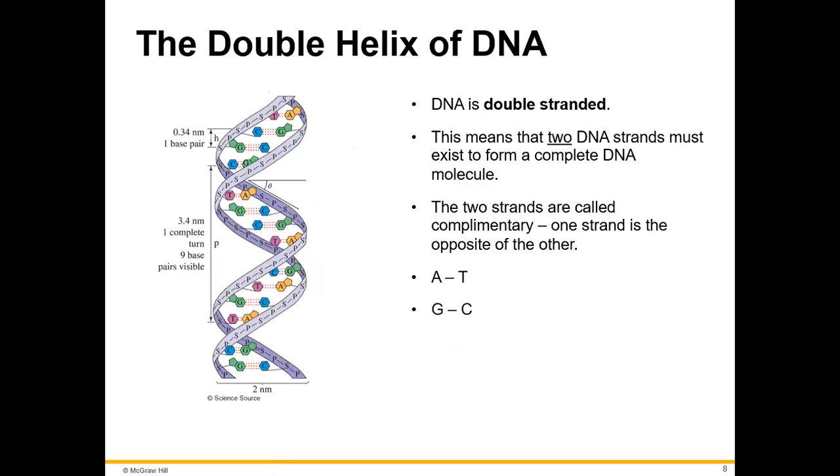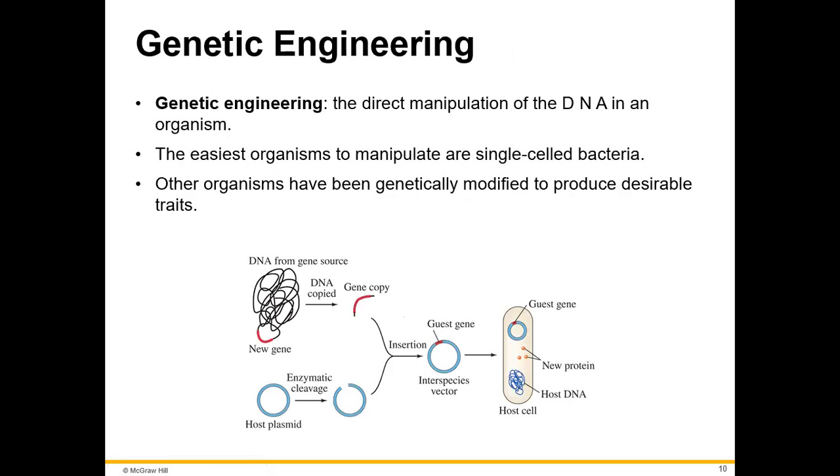The two strands of DNA are not actually chemically bonded to each other. That's why you've got these dashed lines. Even though some textbooks represent it as like stairs in a ladder, they're not actually bonded to each other. Just fun fact. Okay, so what is genetic engineering?